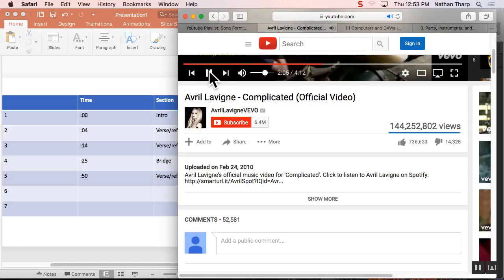What section are we in right here? Pre-chorus, right? It's between that verse and the chorus. It's a transition period to the chorus. And the chorus, right? Hell of a chorus in this song. 16 years old when she wrote this, I think.